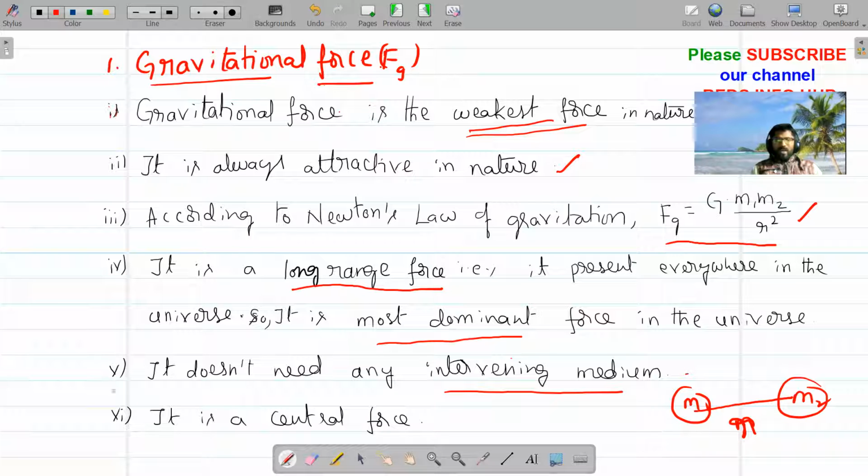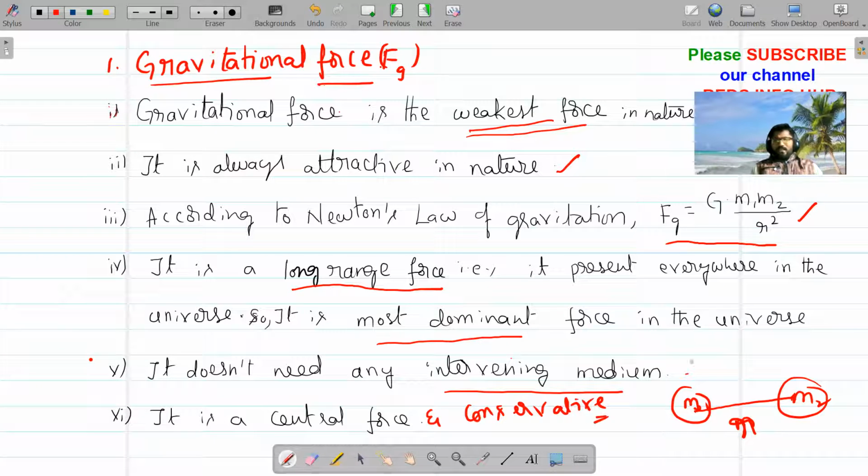It is also a central force. What does central force mean? This means the force acts along the line joining the centers of the two masses. Such a kind of force is called a central force. And you can also say this gravitational force is a conservative force. This is also conservative in nature.